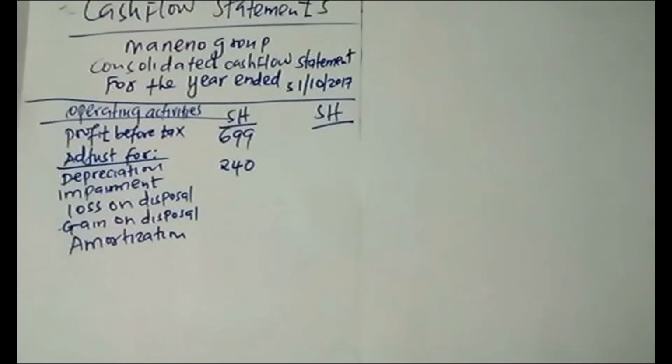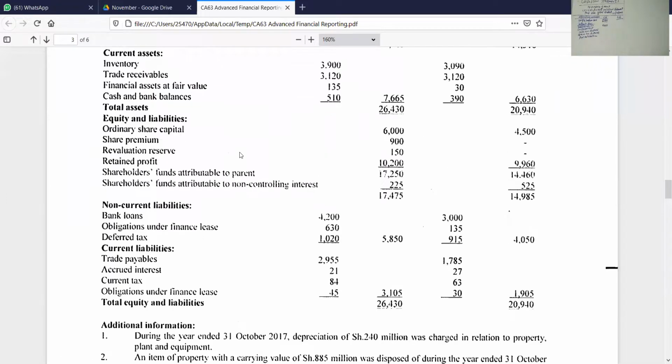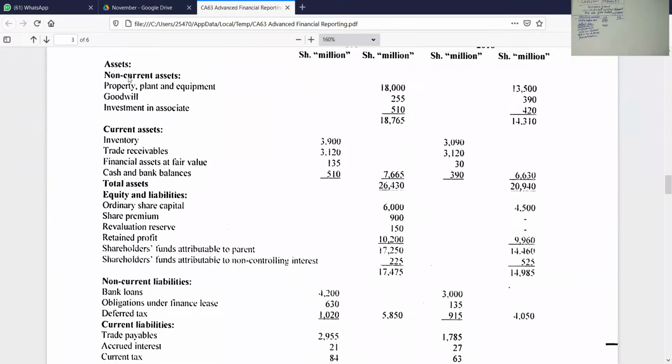But remember, in cash flow statements, what we always do is a comparative analysis. So in order to conclude that there is an element of impairment, we have to go to our non-current assets and check if there was goodwill. Under the balance sheet, there is goodwill. At the start of the year, goodwill was 390.